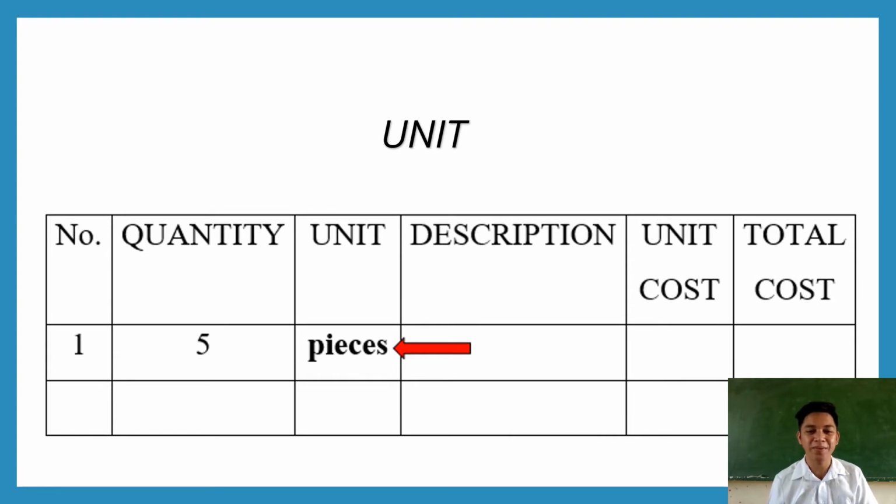Next, we have unit. The third column is unit. Unit is a term to indicate measurement, for example, kilogram, meter, and piece. Say you want to request 5 sacks of cement. You will just write sacks. If it's by kilo, then you will write kilogram. If it's by piece, then you will write piece or pieces. Make sure that your unit is correct. You cannot put 1 sack of screws because that's very many. You should write the correct, exact, specific unit.